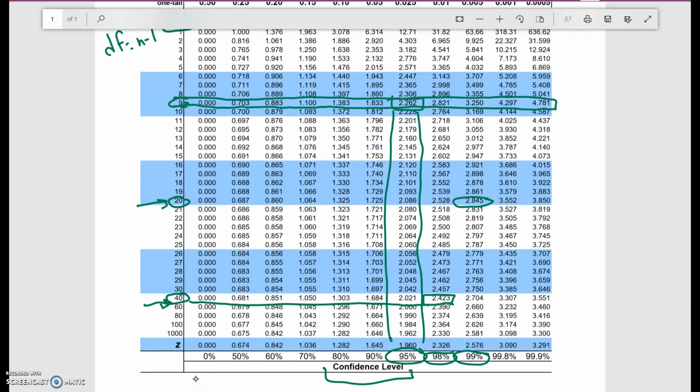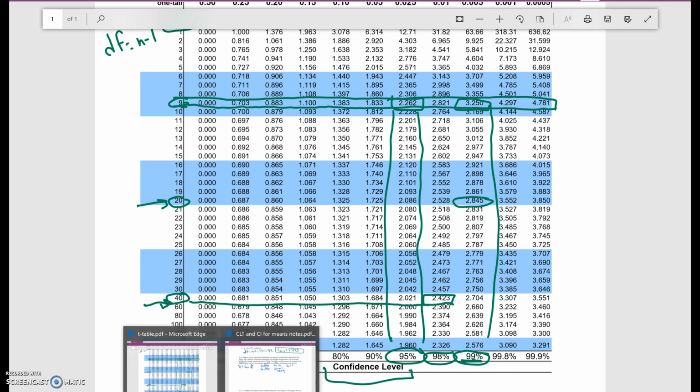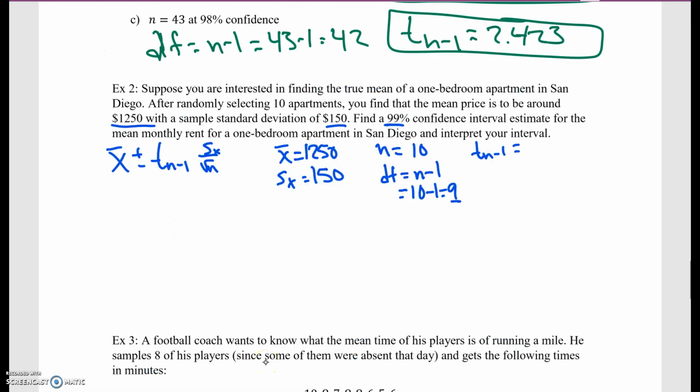So for 99% confidence, which is right here, we go all the way to degrees of freedom of 9. This is going to be 3.250. Okay, so now we have everything that we need. We just need to plug it into the formula.